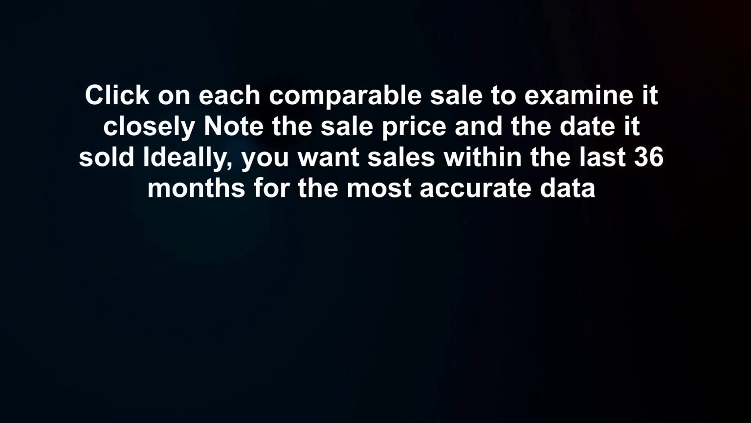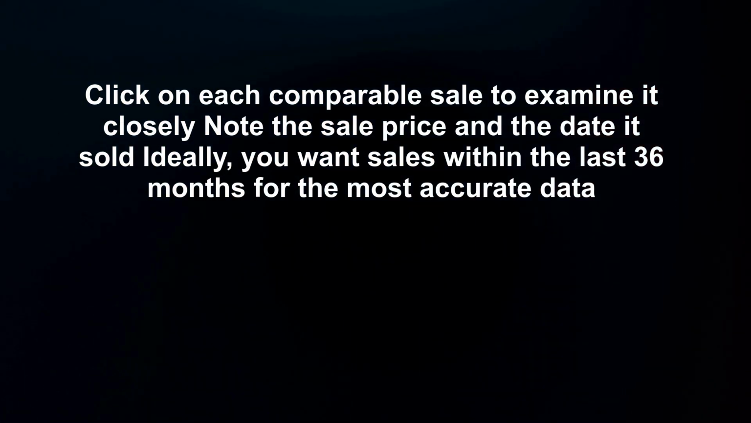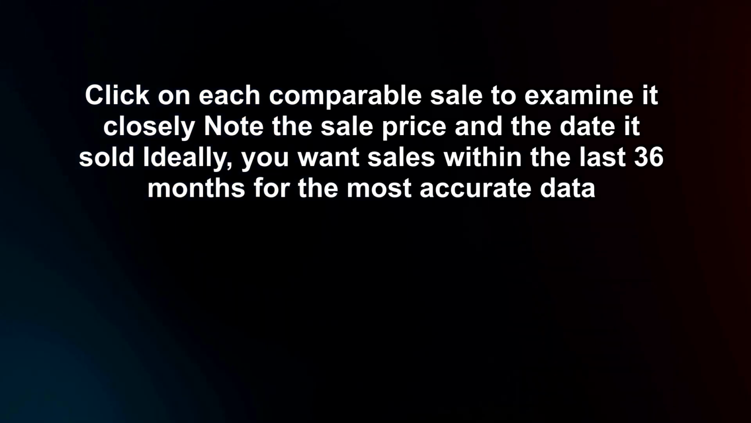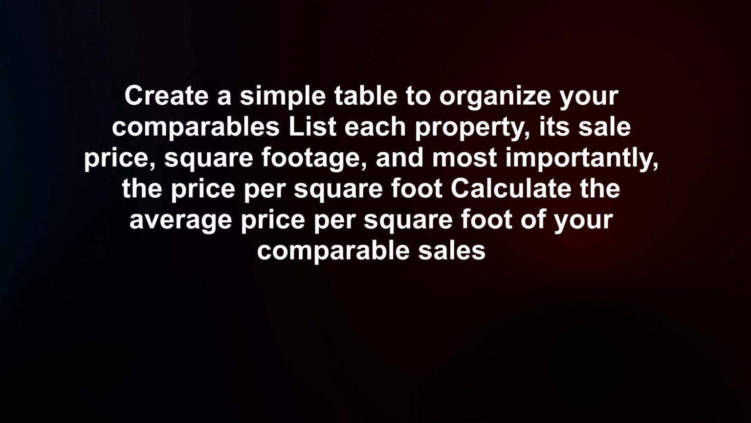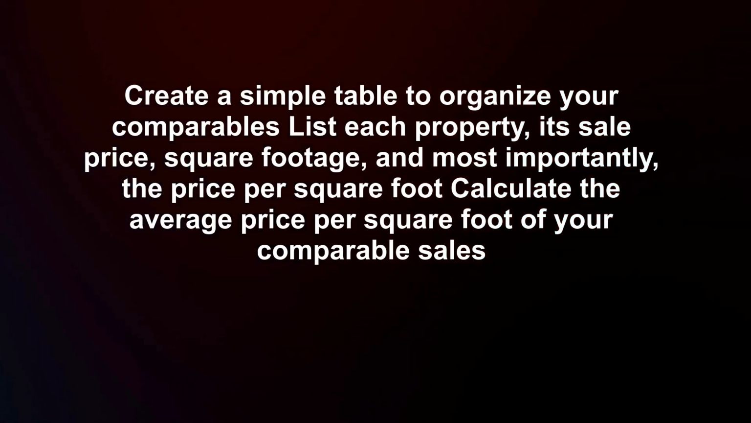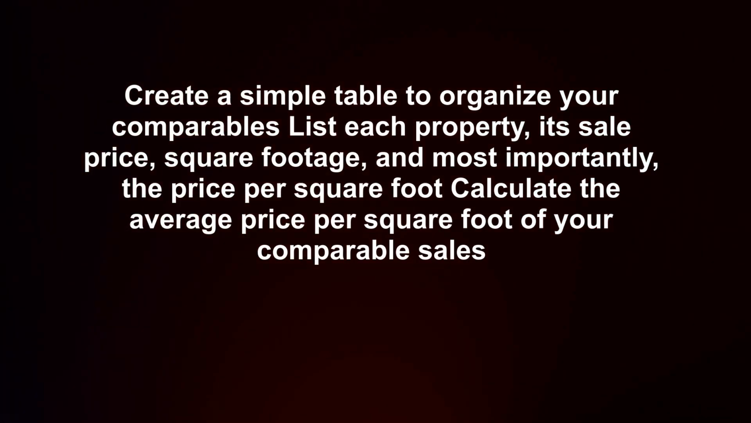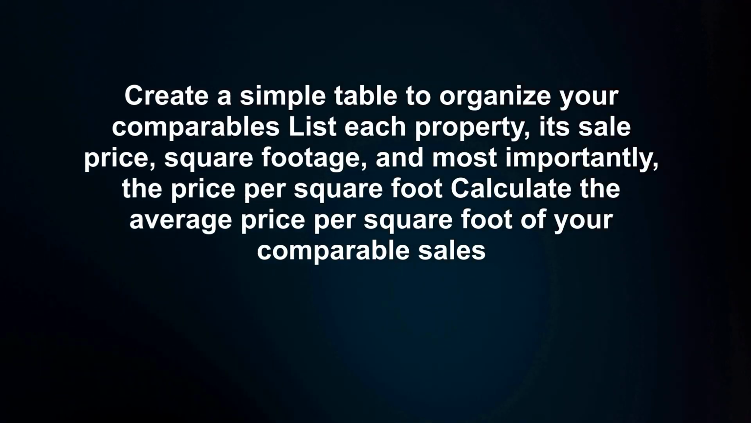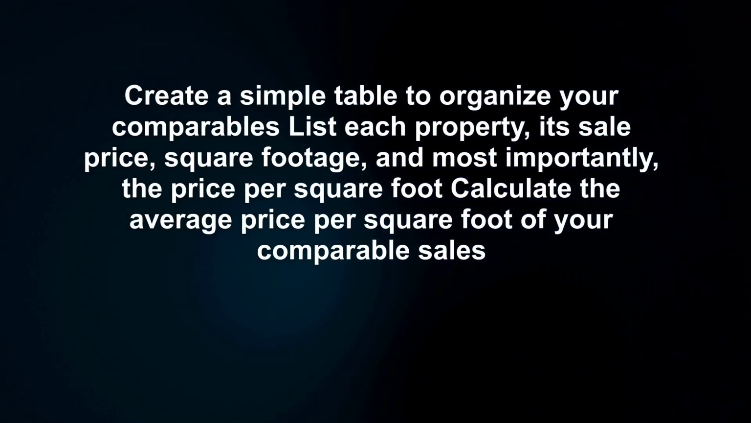Note the sale price and the date it sold. Ideally, you want sales within the last 36 months for the most accurate data. Create a simple table to organize your comparables. List each property, its sale price, square footage, and most importantly, the price per square foot.